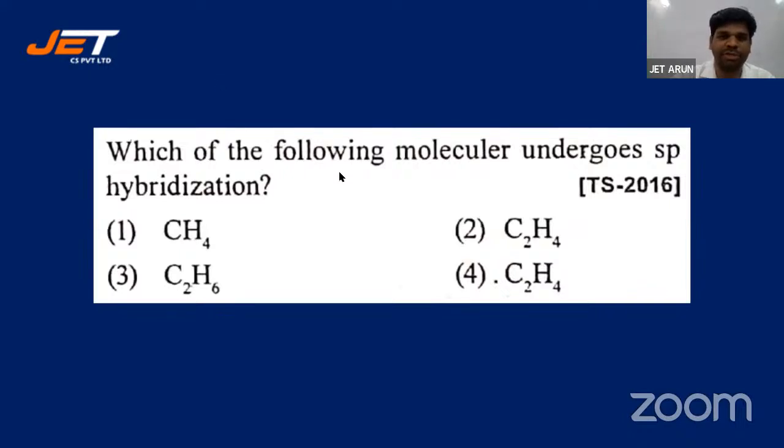Which of the following molecules undergoes sp hybridization? CH4, C2H4, C2H6, C2H2. sp hybridization, sorry, not sp2, sp hybridization.